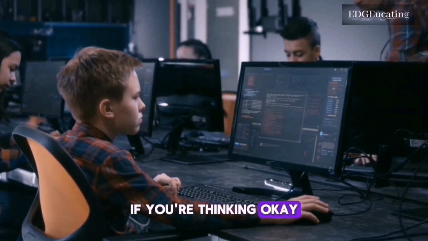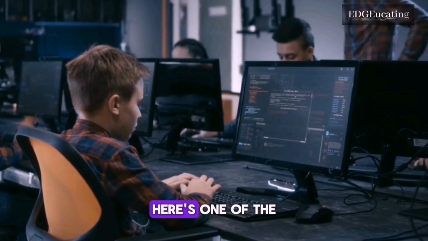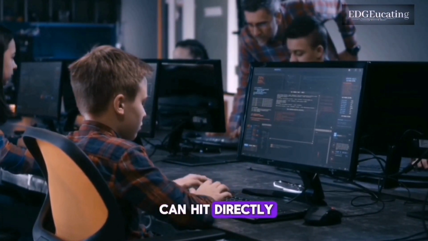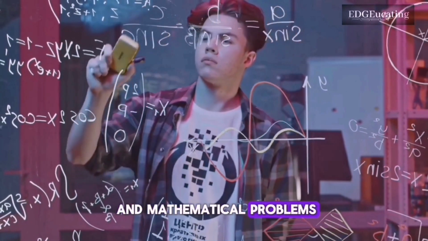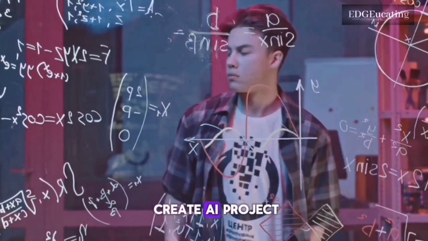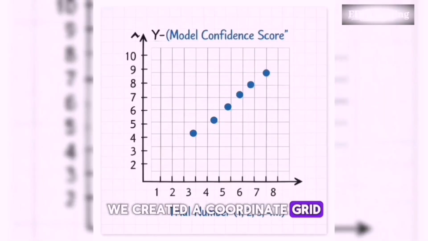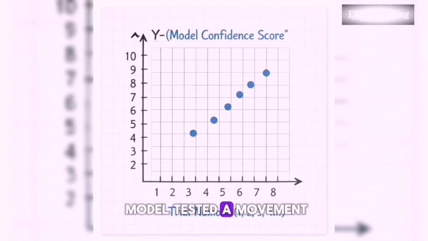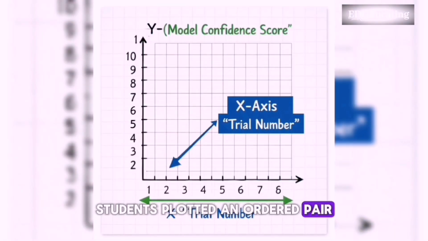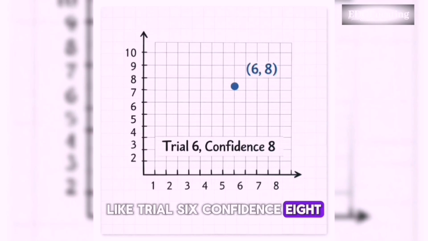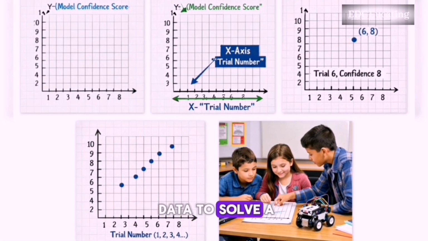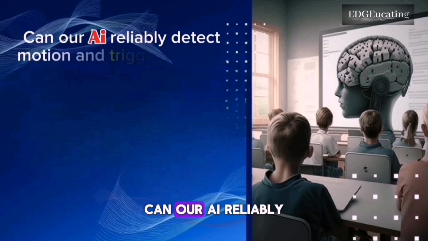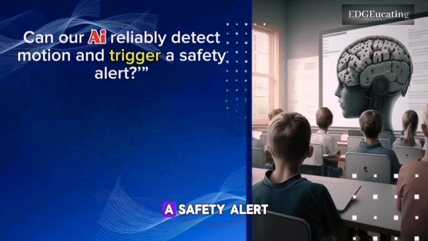If you're thinking, okay, but where's the math standard? Here's one of the core standards this unit can hit directly. 5th grade CCSS: graph points on the coordinate plane to solve real-world and mathematical problems. And here's how we connected it to our Create AI project. We created a coordinate grid where every time the model tested a movement, students plotted an ordered pair like trial 6, confidence 8. That's students using axes, ordered pairs, and real data to solve a real-world problem. Can our AI reliably detect motion and trigger a safety alert?